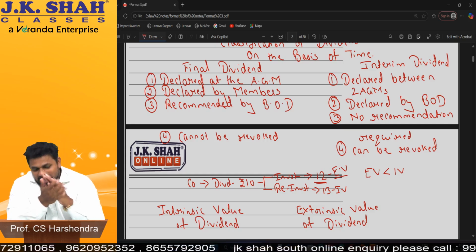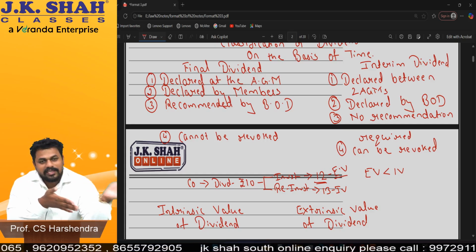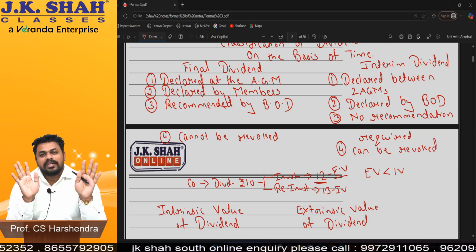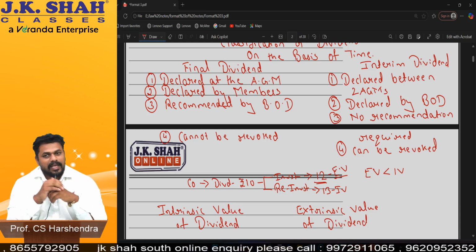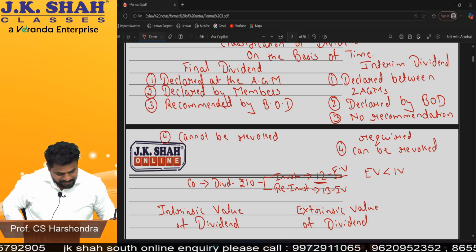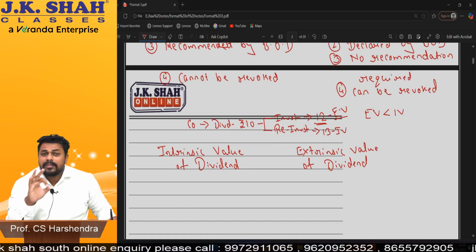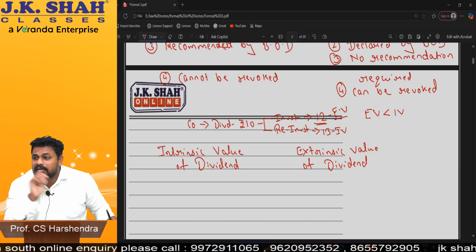Understood? But practically it will not happen because the directors present there have the majority of votes. So practically, up till now I have never seen anything being revoked. Am I clear with this? Understood? Okay. So this is that part. So I hope I am clear with final dividend and interim dividend.